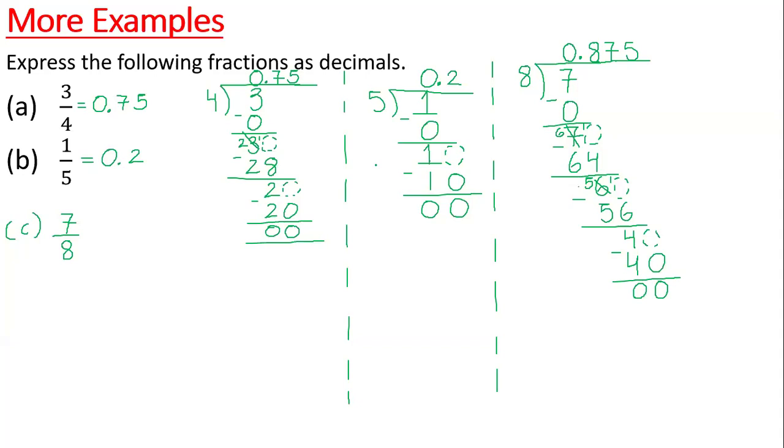So we have 7 over 8, which is going to be equal to what? 0.875. Please write the work in, Caleb.